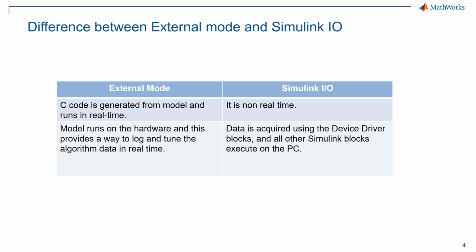So, what is the difference between external mode and Simulink IO? External mode is used to tune parameters and log signals of a deployed Simulink model. After your Simulink model design and deployment to the hardware, if you would like to tune and modify your algorithm, use external mode. In external mode, the Simulink model will run in real time on the hardware and provides a way to log and tune the Simulink algorithm data in real time. Simulink IO, on the other hand, is non real time. Data is acquired using the device driver blocks, and all other Simulink blocks execute on the PC.